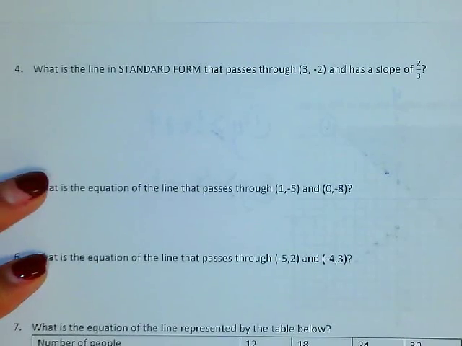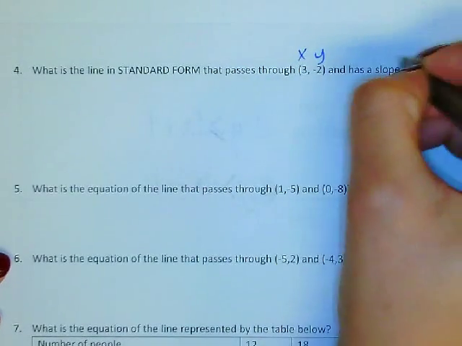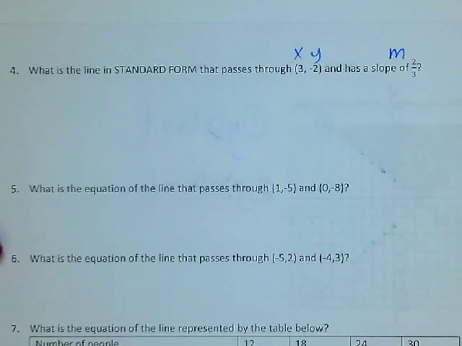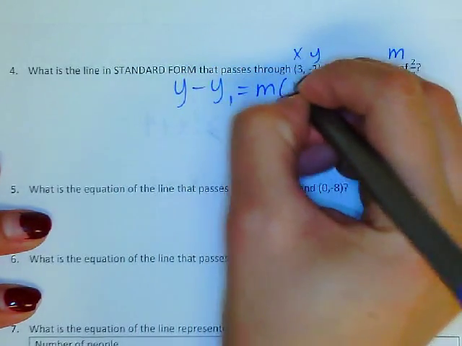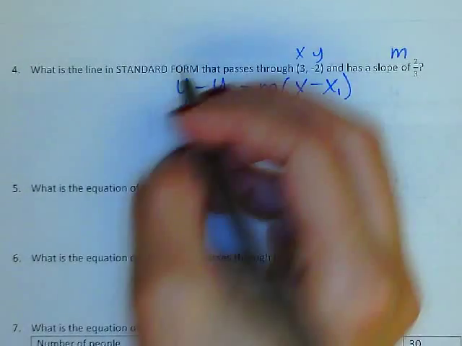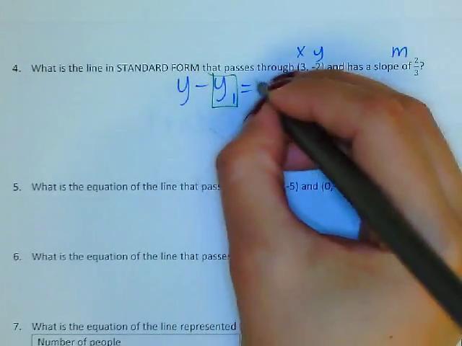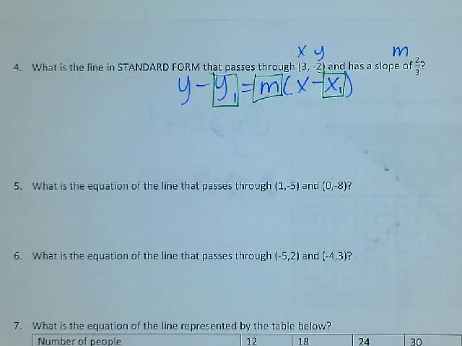All right, number 4 on Tuesday's review is the same thing as number 3. You have an x, a y, and a slope. So I know that I'm going to use my point slope formula, and I have to sub in these for the numbers that I have up here.